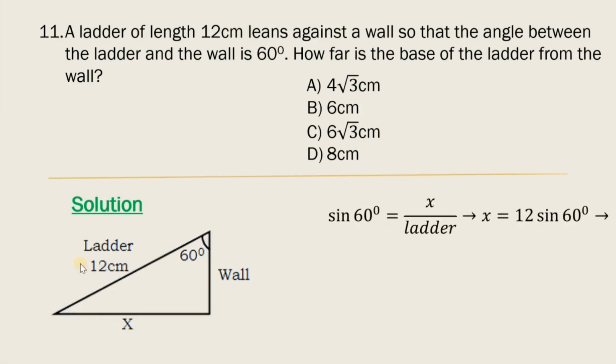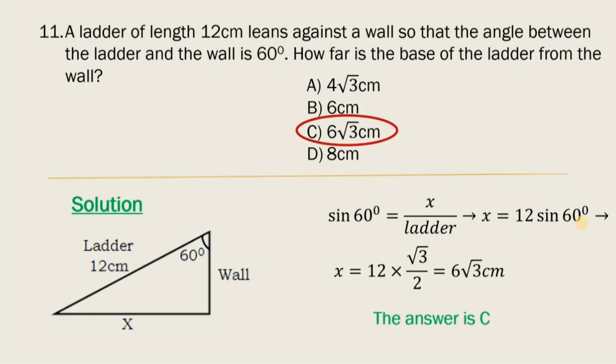Sine 60 is equal to the opposite over the hypotenuse, so in this case x over the length of the ladder, which means that x is equal to 12, the length of the ladder, times sine 60, which means that x is equal to 12 times the square root of 3 over 2, or 6 root 3. So the answer is C, 6 root 3 centimetres.